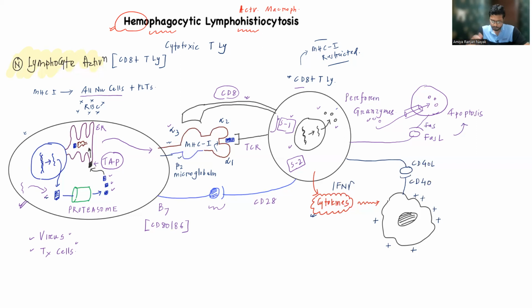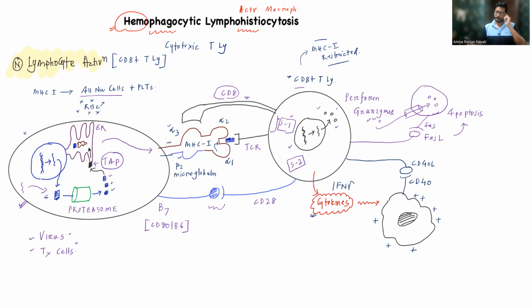So let me revise it again. Basically, the virus infected cells or the neoplastic cells produce some non-self proteins. Those proteins will be partially digested by the proteasome system into smaller peptide fragments. Those peptide fragments will be taken up into the endoplasmic reticulum with the help of TAP protein. Inside the endoplasmic reticulum, these peptide fragments, or antigens, will interact with the MHC class 1 molecule, and that complex of MHC class 1 and the antigen will come to the surface. Now this antigen will be recognized by the CD8 plus T lymphocytes because these are MHC class 1 restricted, so they can identify those antigens presented with the help of the MHC class 1 molecule.